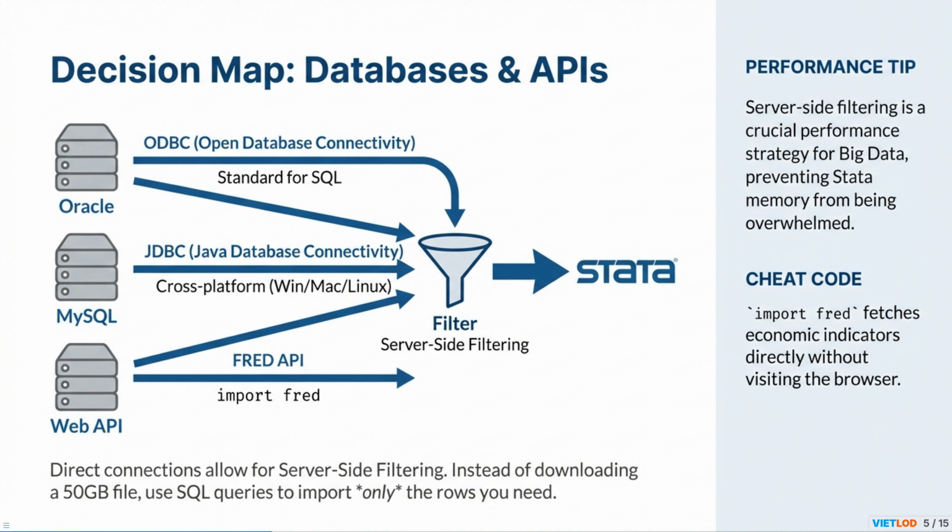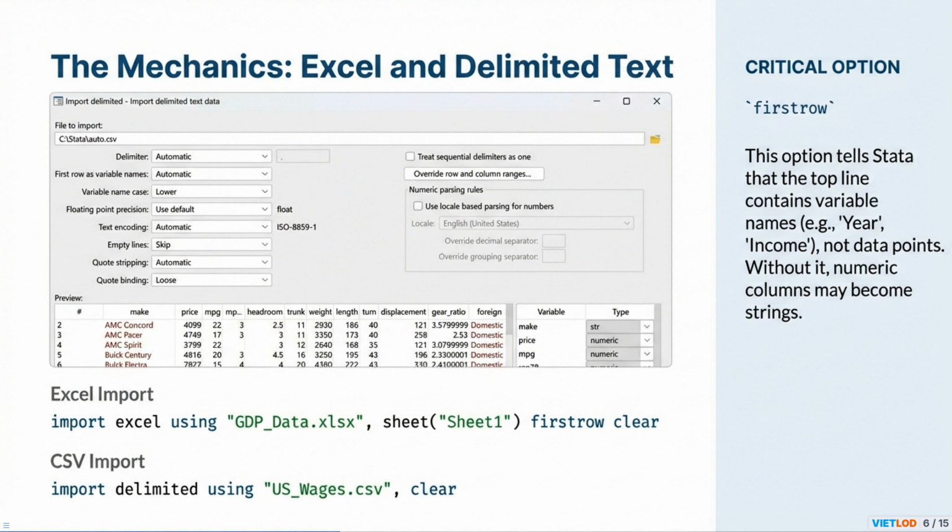Stata also has built-in commands for popular economic data APIs, like the Federal Reserve Economic Data, or FRED. The import FRED command lets you download series like GDP or CPI directly into Stata without ever opening a web browser. Instead of downloading all transaction data for the last 20 years, you could use an SQL query within Stata to fetch only the sales data for the fourth quarter of 2023 for a specific region. This is the essence of server-side filtering.